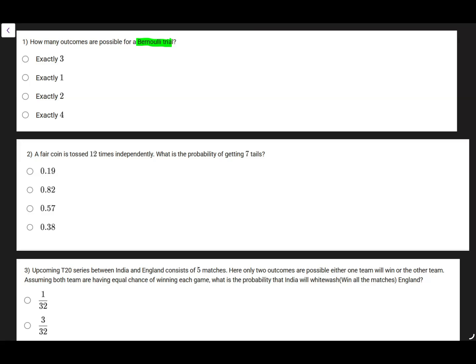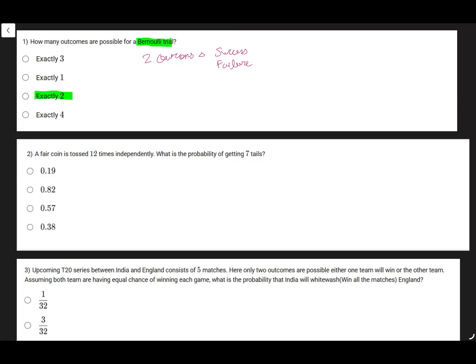A Bernoulli trial is a special type of random experiment that has a very simple rule. It can have exactly two values. So the correct answer is 2. What are those possible outcomes? You have only 2 outcomes here. One is success, or achieving an event occurring, and the other is failure. These are the only 2 outcomes that we have for Bernoulli's trial.